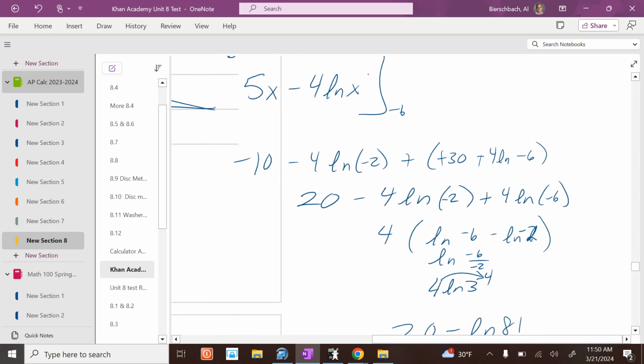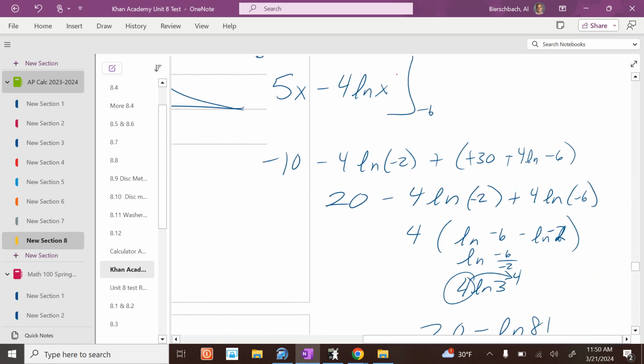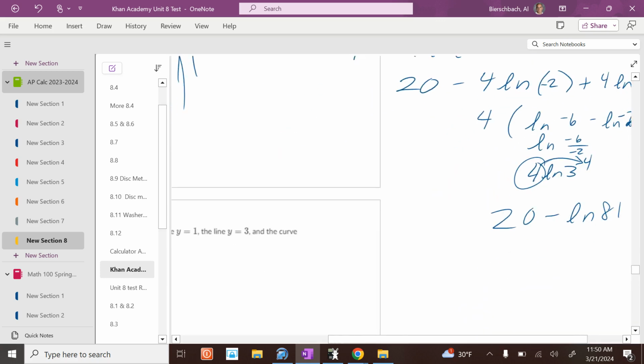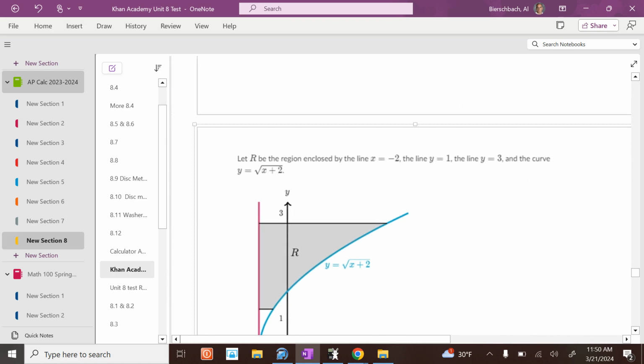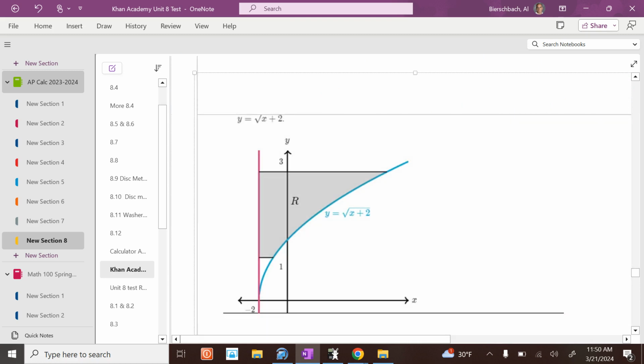Why'd you make that a power? Because a number in front of a natural log goes to a power. Oh, yeah. I know that. Yep. You should have learned that.